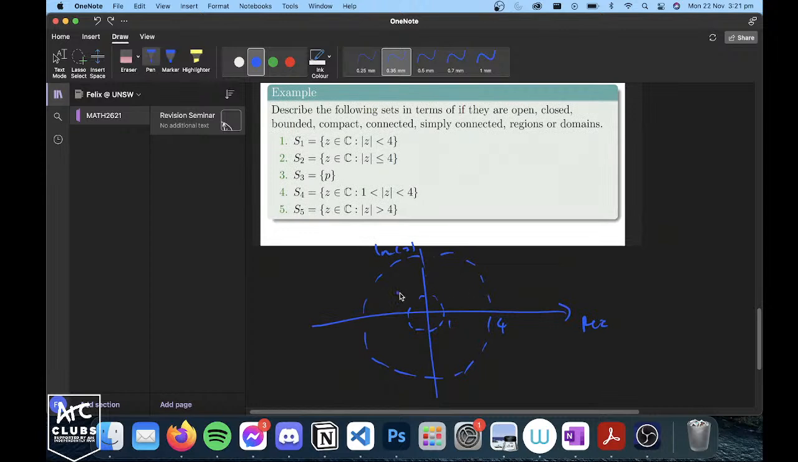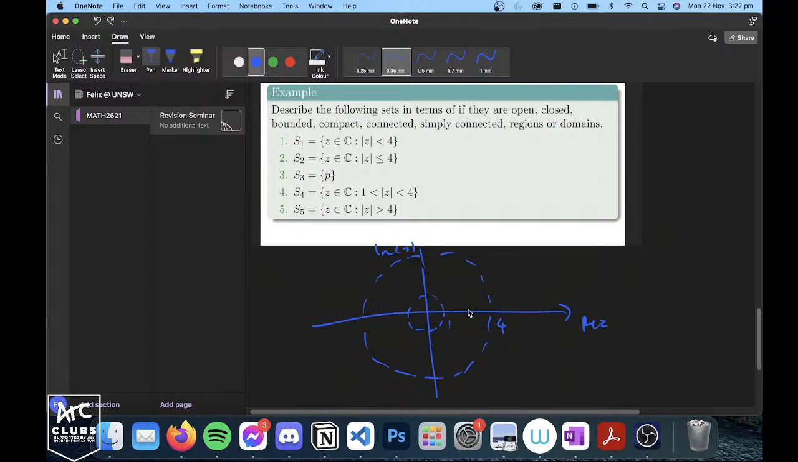Yes, because every point in here is an interior point, and as a result, it's also not closed. Is it bounded? Yes, because you can place this inside a ball, and it's contained within that ball. And it's not closed, so that means it can't be compact. Is it connected? Well, if I were to place one point here and another point here, I'd be able to connect them using polygonal paths.